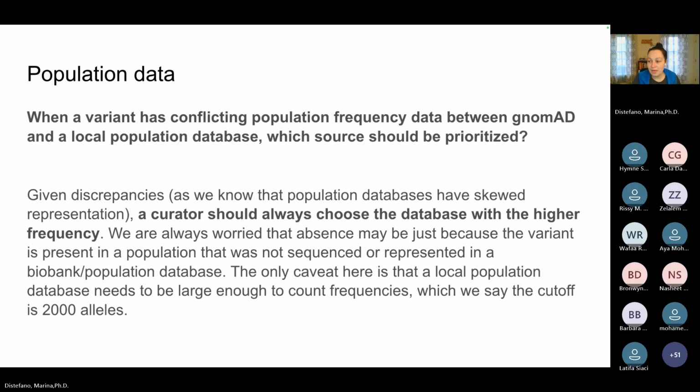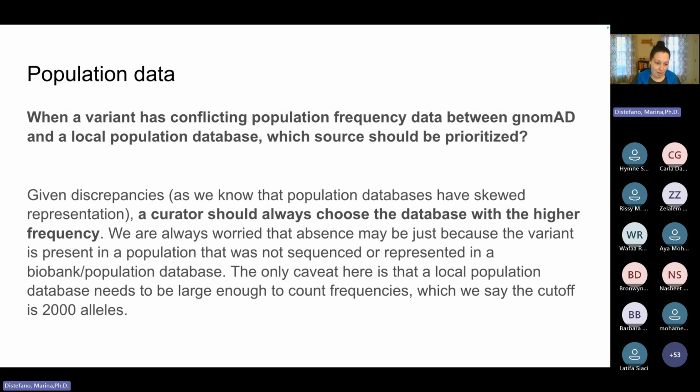Okay. The next question is related to population data. And I kind of had a flavor of this question across multiple individuals. So when a variant has conflicting population frequency data between gnomAD and a local population database, which source should be prioritized? So we know that population databases have skewed representation. We've talked about this previously.